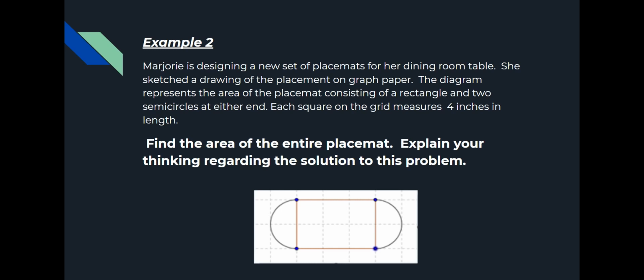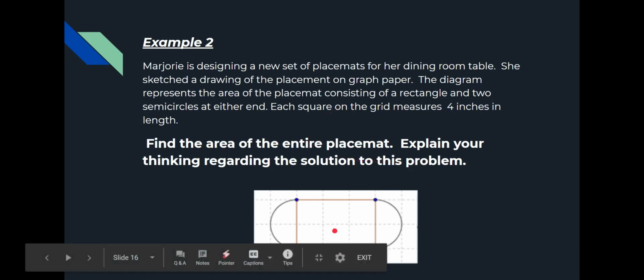She sketched a drawing of the placemats on graph paper. The diagram represents the area of the placemats consisting of a rectangle and 2 semicircles at either end. Each square on the grid measures 4 inches in length. So real quick, here is our rectangle right here. This is the diagram of the placemat, all right? So the middle part is our rectangle, and at each end is a semicircle, all right?